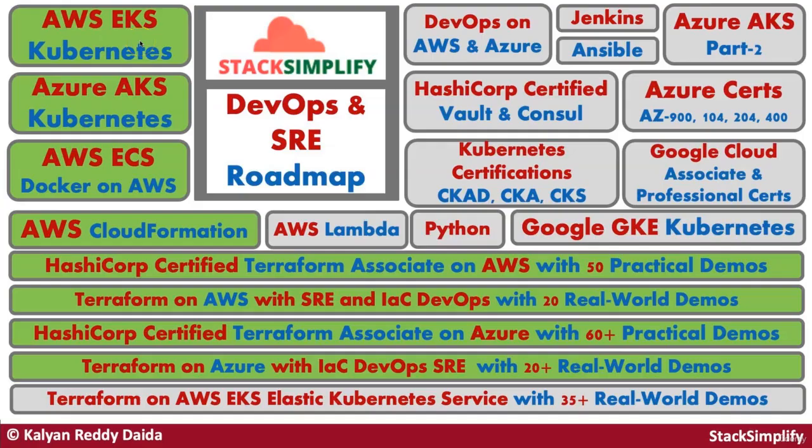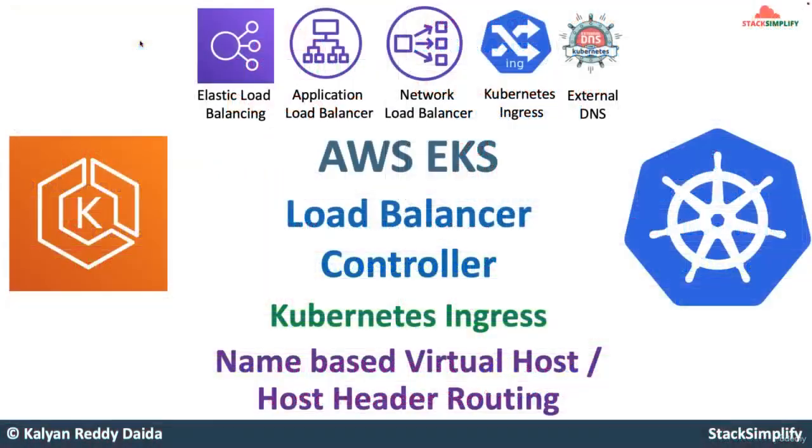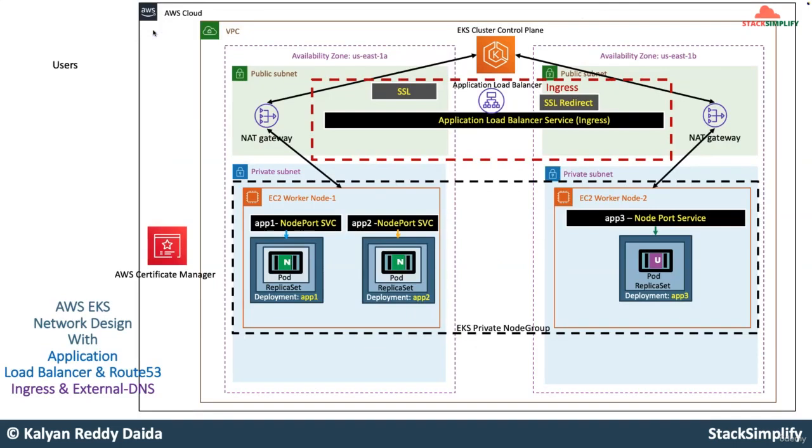Welcome back. In this section, we are going to implement another important ingress concept called name-based virtual host or host header-based routing. And we are going to implement this concept on AWS application load balancer. So let's understand the network design for the same thing. As usual, we are going to use our 3 applications, app1, app2 and app3. Their 3 Kubernetes deployments and node port services are going to be as is. And the ingress is the core thing.